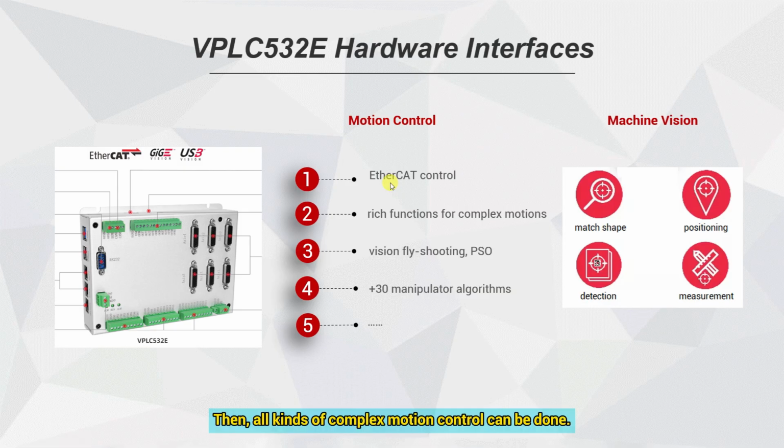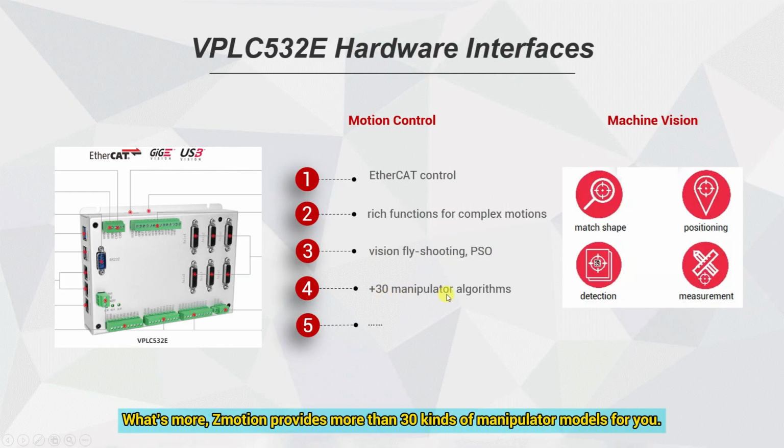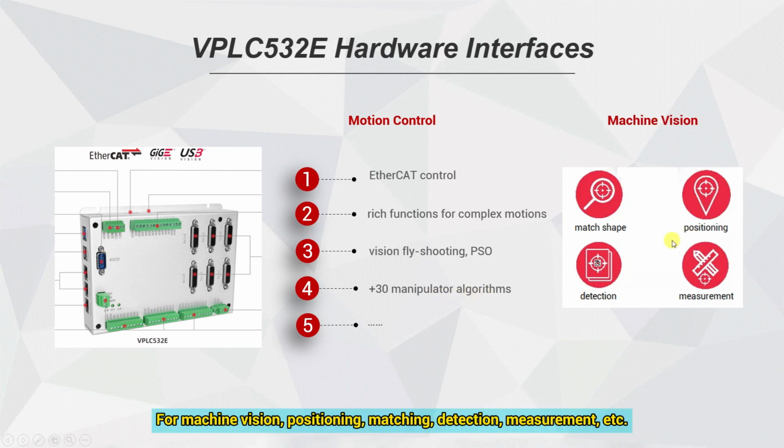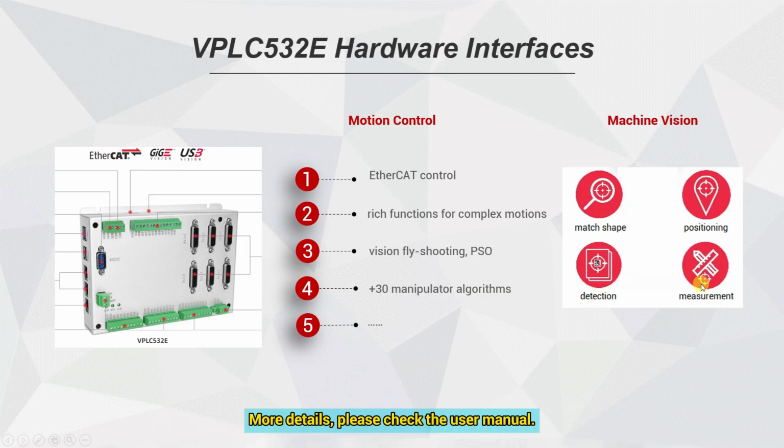Then, all kinds of complex motion control can be done, because it not only supports types of interpolation and electronic cam, but also supports PSO, precision output, fly shooting, etc. What's more, Zmotion provides more than 30 kinds of manipulator models for you. For machine vision, positioning, matching, detection, measurement, etc. More details, please check the user manual.